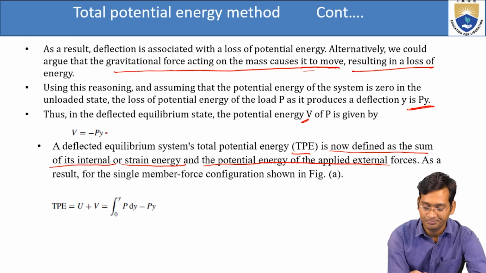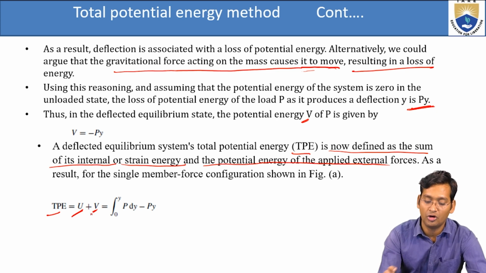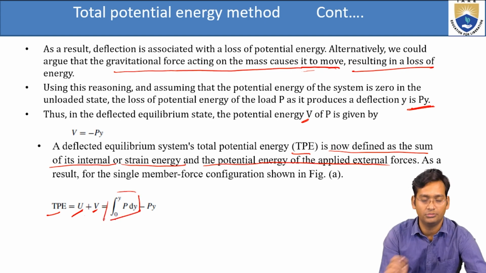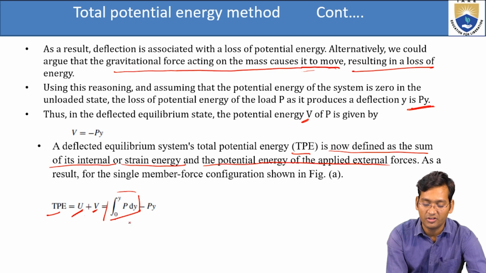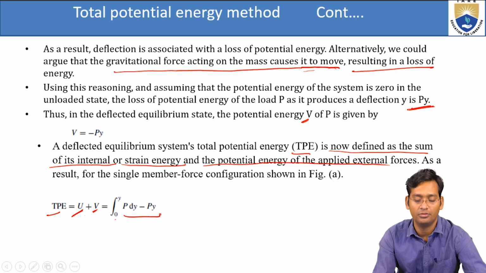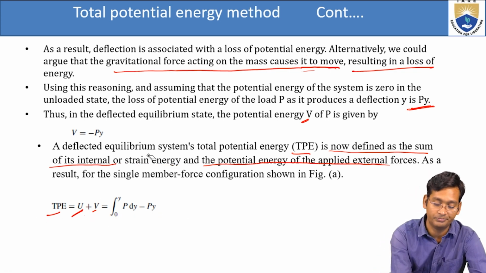V is minus Py. So total potential energy is equal to strain energy plus the potential energy because of the applied external load. So U plus V. Right. The strain energy we had already seen, that is the integral from 0 to y of P dy. This was the strain energy we saw earlier. And V is minus Py. So what will we get? TPE as the integral from 0 to y of P dy minus Py. So this will be the total potential energy.